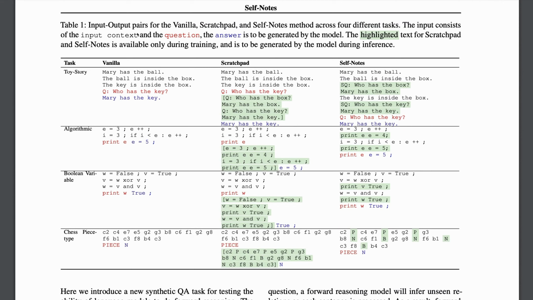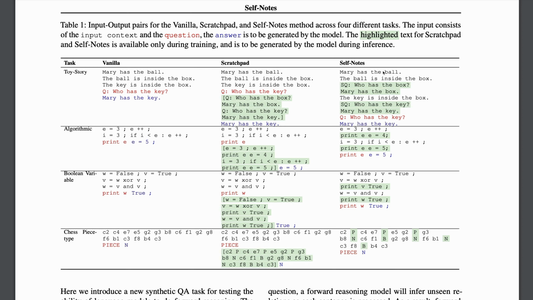of question answering. The vanilla approach goes like, Mary has the bow, the bow is inside the box, the key is inside the box. The question is who has the key? And the answer is Mary has the key. The scratchpad approach augments this with some intermediate reasoning steps such as who has the box? Mary has the box. Who has the key? Mary has the key. The self-notes approach, in contrast, interleaves these reasoning steps within the context.